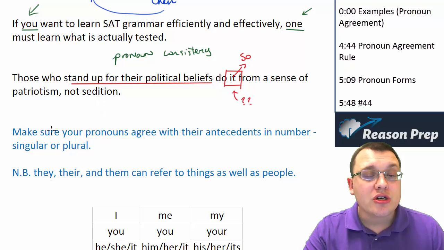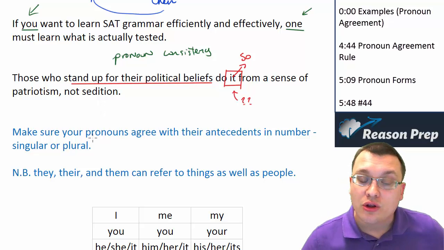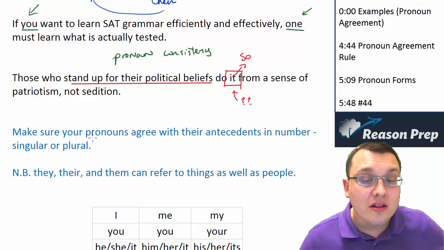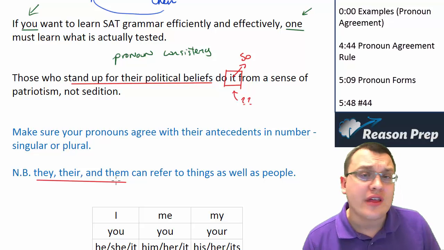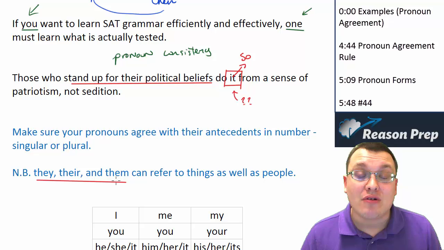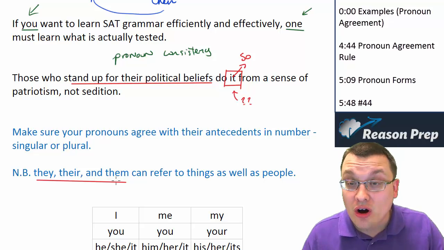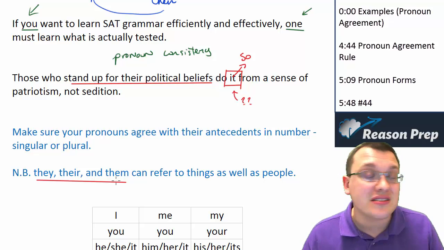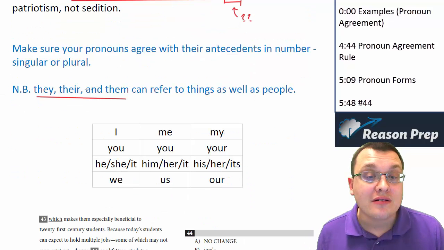So make sure that your pronouns agree with their antecedents in number, singular or plural, and we'll take a look at the pronouns in a second. One little note, this sometimes confuses students: they, their, and them can refer to things and to people. There's nothing that says that "they" has got to refer to people. It's just the third person plural pronoun. So it can refer to people, it can refer to doctors, it can refer to dogs, it can refer to cars, it can refer to rocks. It doesn't really matter.